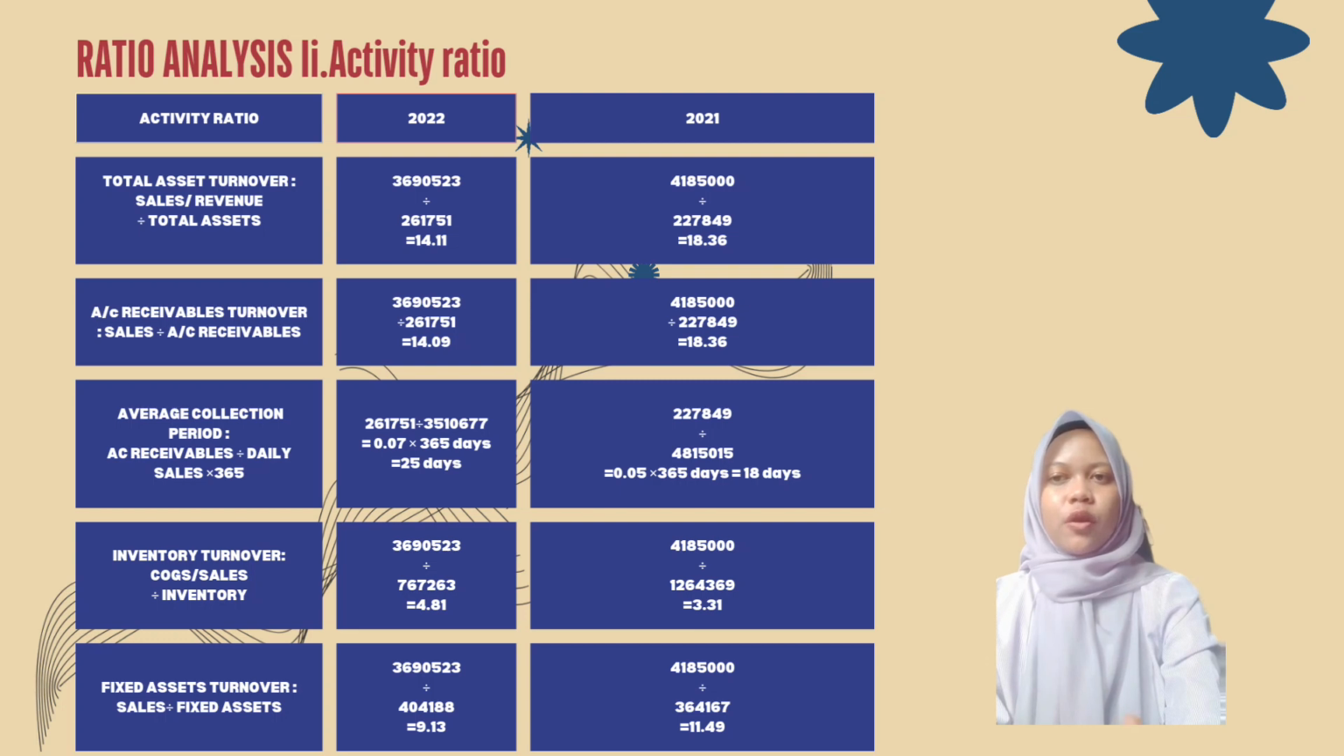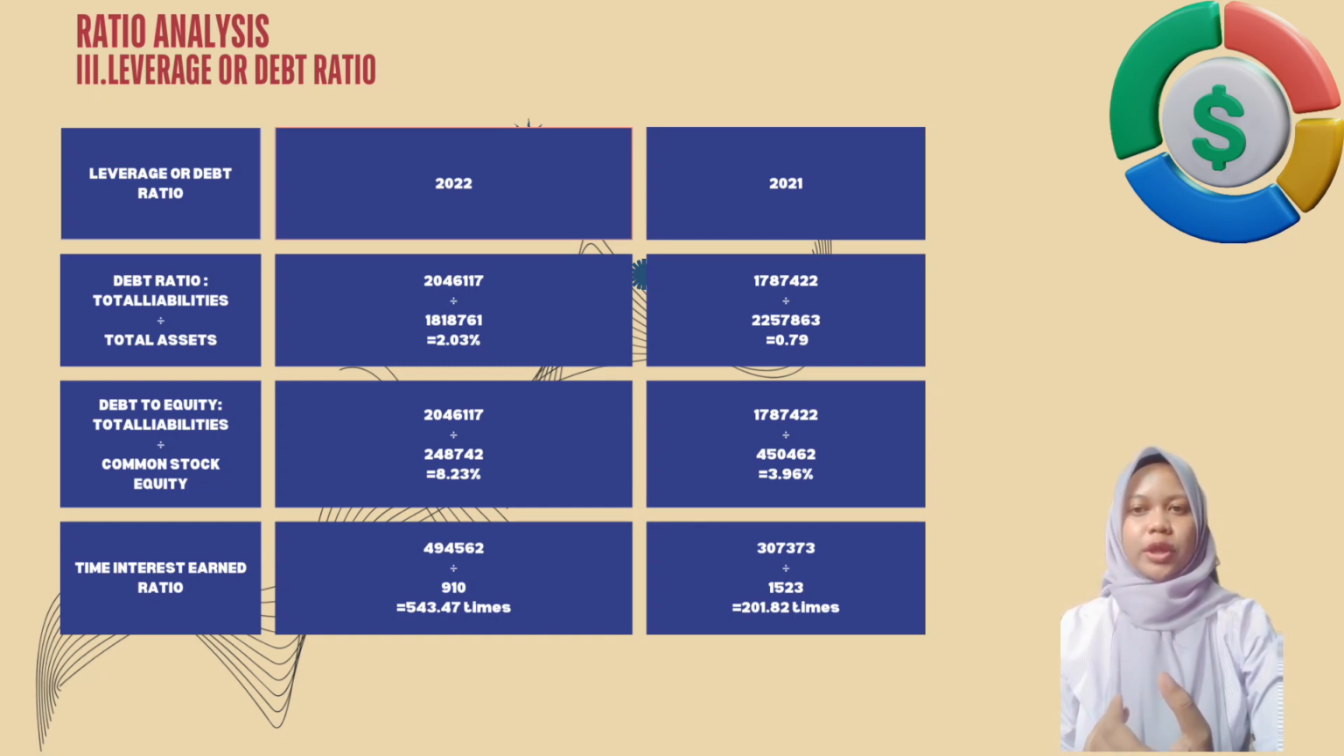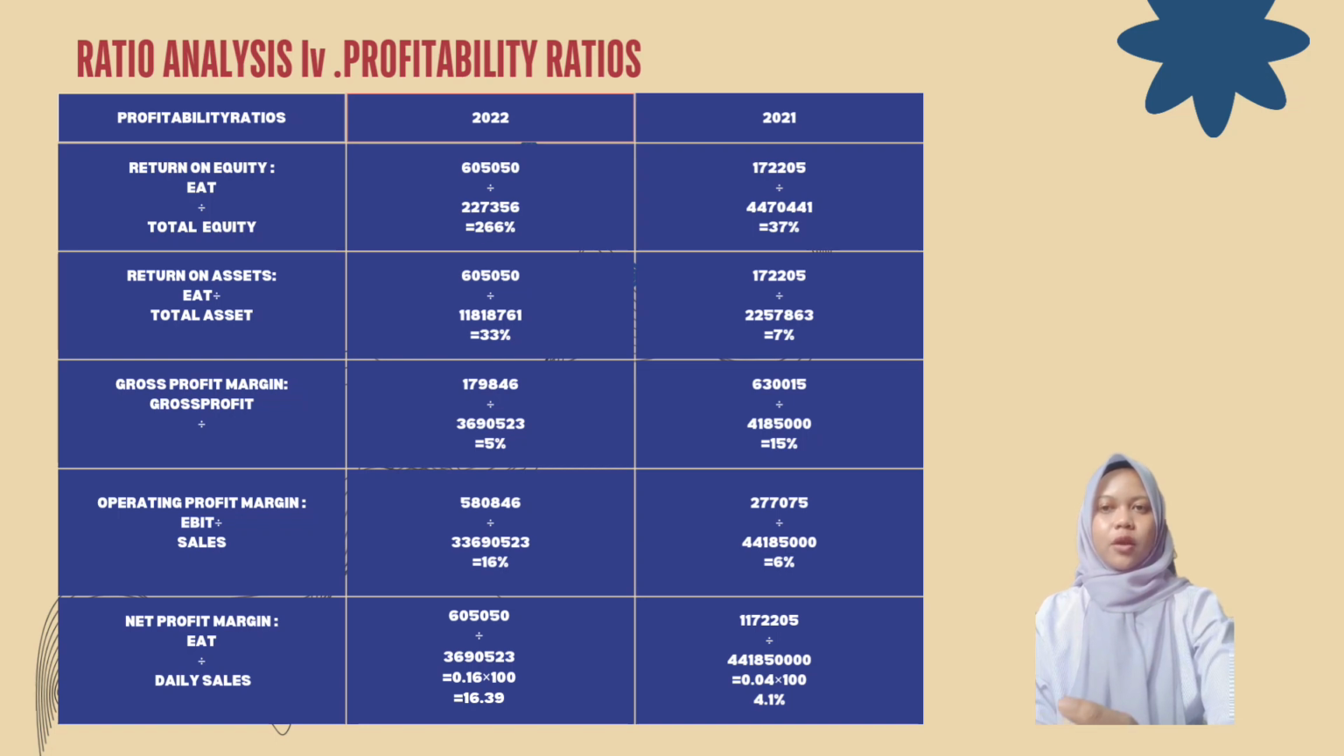Account receivable turnover in 2021 was 80.3, decreased to 40.1 in 2022. Average collection period. Ratio, debt ratio. The debt ratio of the company increased from 0.79% in 2021 to 2.03% in 2022.